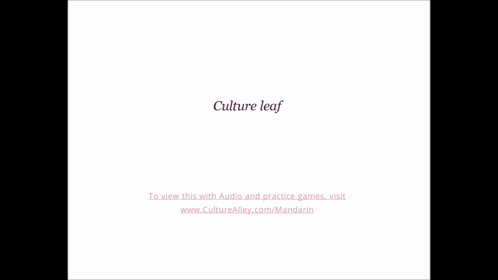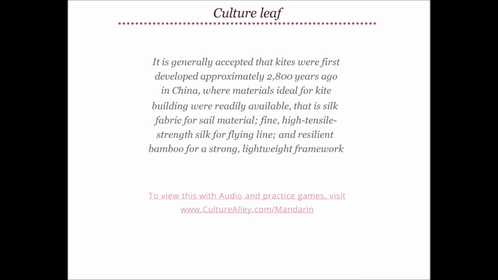It's time for the Culture Leaf of the day. Today, we shall talk about kites. It is generally accepted that kites were first developed approximately 2,800 years ago in China, where materials ideal for kite building were readily available. That is, silk fabric for sail material, fine, high tensile strength silk for flying line, and resilient bamboo for a strong, lightweight framework.